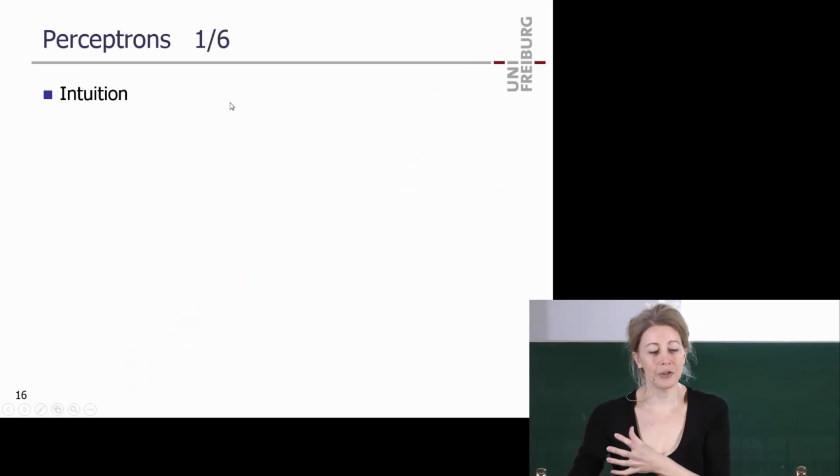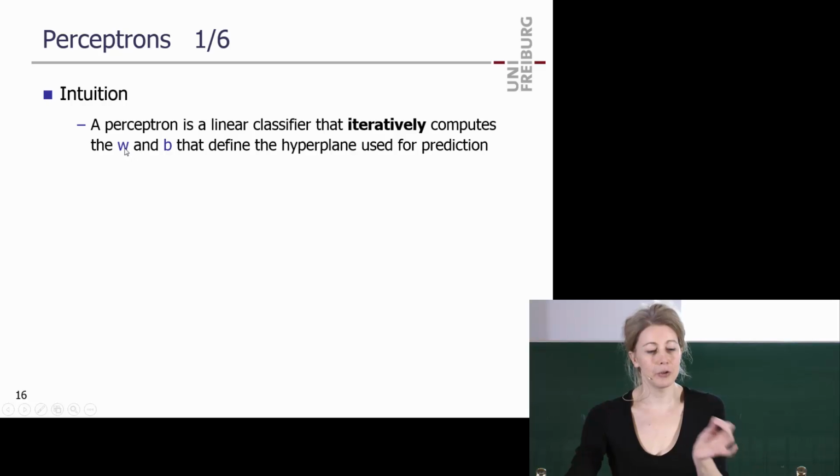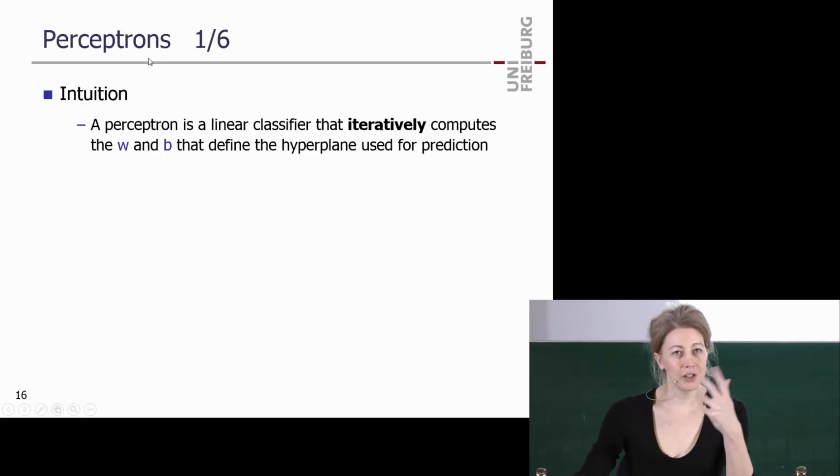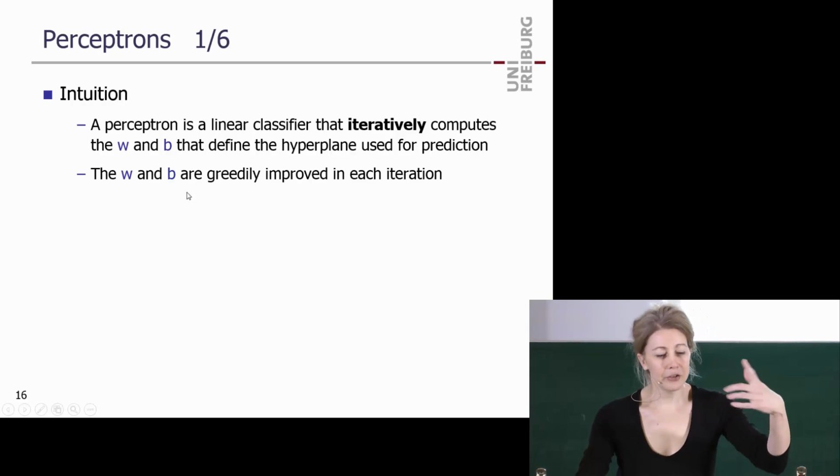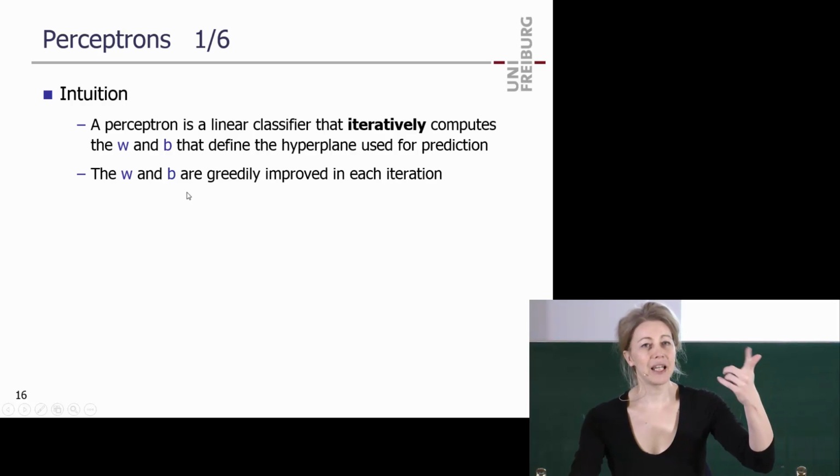Perceptron is linear right away. You try to compute the W and the B right away. And how do you do that? It's the simplest possible way to do it, and you will implement it. It's really simple to implement and quite interesting that it works. It's simple but tricky. And then you just iteratively improve them, a bit like k-means.